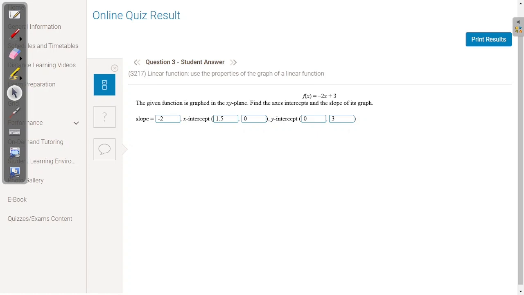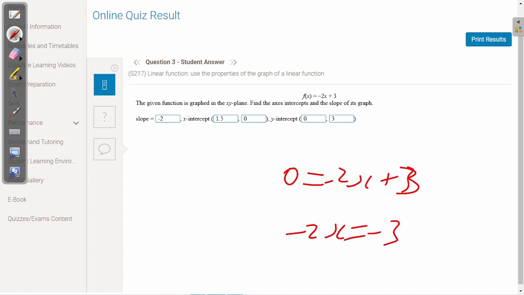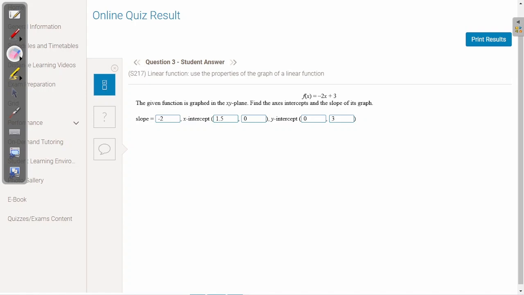Okay, for this one, it's really easy. The slope is what's next to the x, -2. X-intercept is when y is 0, so 0 equals -2x plus 3. -2x equals -3. X equals -3 over -2. The negatives cancel, 1.5. So it's 1.5, 0. And y-intercept is when x is 0, so y equals -2 times 0 plus 3. The 0 cancels it, so it's just y equals 3. So 0, 3.